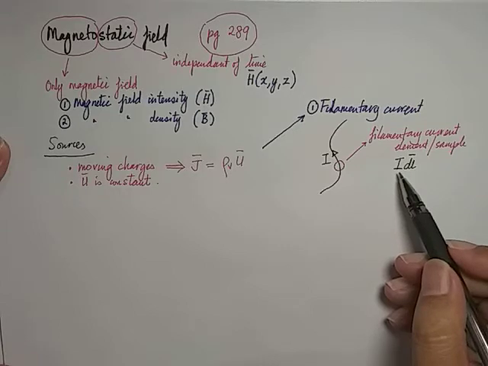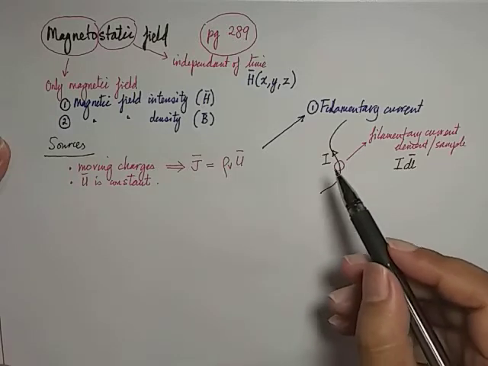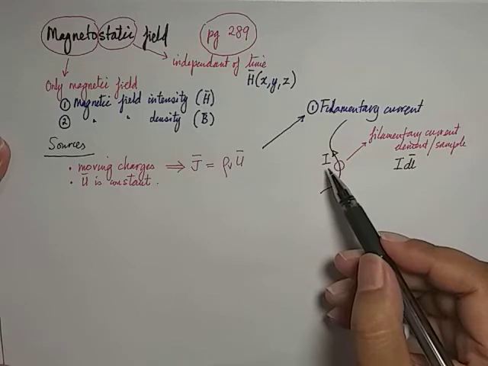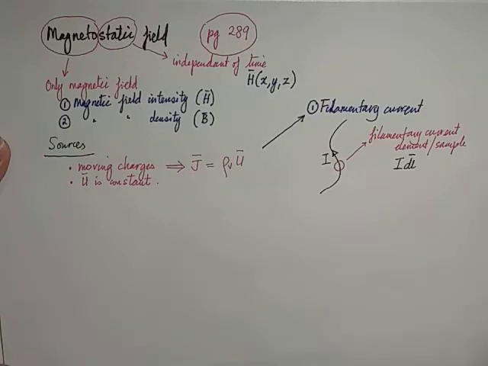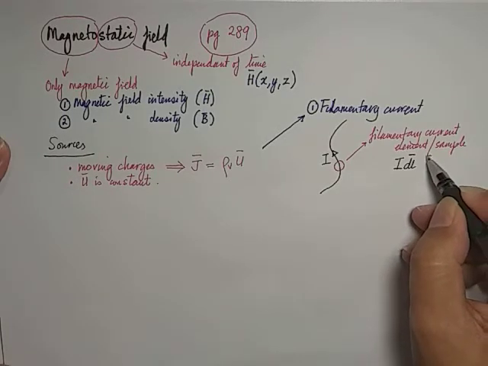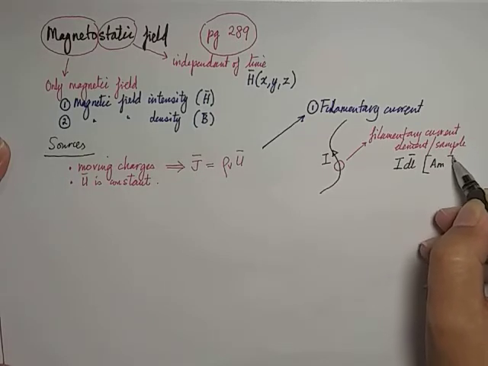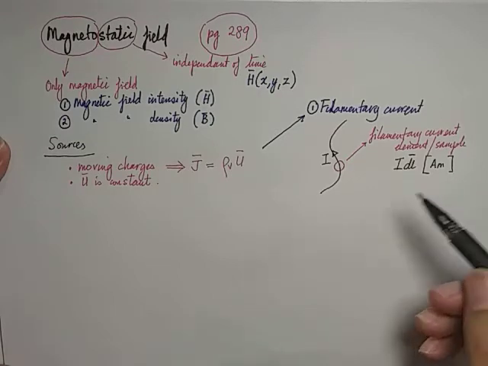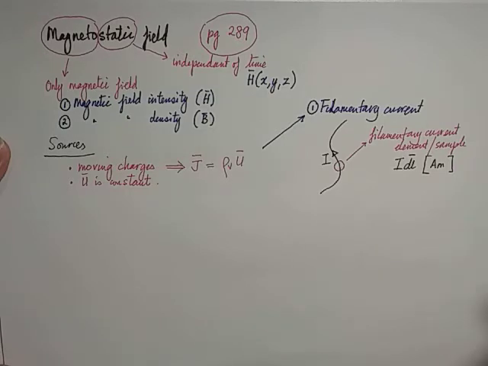For current to be a vector, it should use the symbol J. Since we represent the current here as I, it is in scalar form. So let's talk about the unit. The unit for our sample is ampere meter. That should be the general unit for all the samples of source for magnetostatic, ampere meter. Hope you can see this idea.